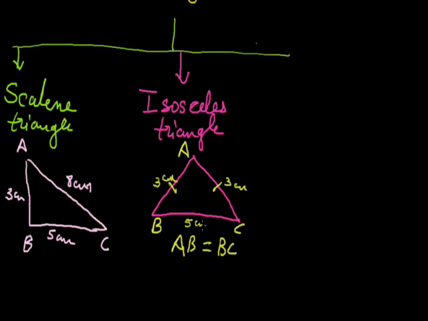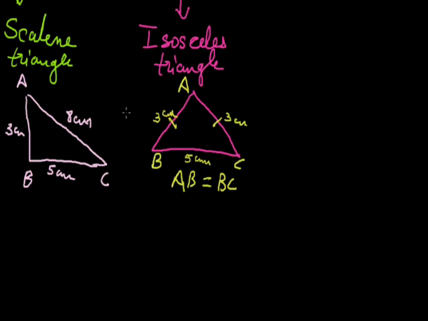Another important property of the isosceles triangle is that the angles opposite to the equal sides are equal. That is, these two sides are equal, therefore the angle opposite to this side, that is AC, is angle B, and the angle opposite to AB is angle C. So what I have said is that angle B will be equal to angle C. That is, the angles opposite to the equal sides are equal. But in a scalene triangle, none of the sides are equal and none of the angles are equal.